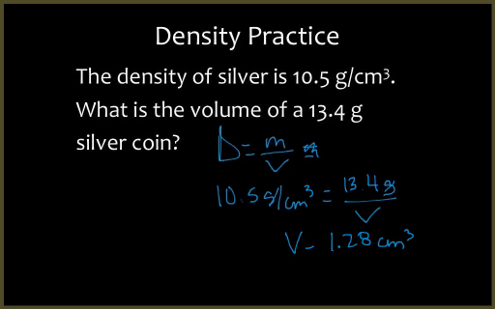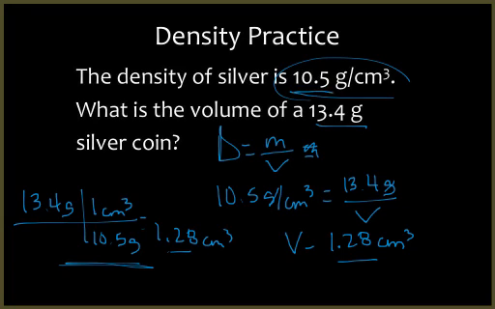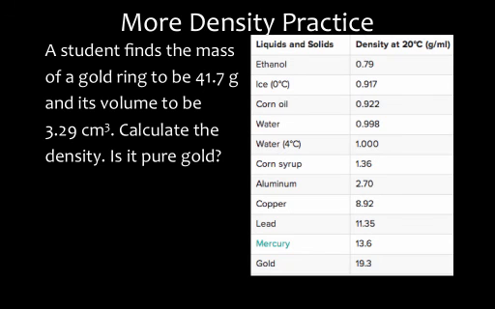Now the other thing you can do here is you could use dimensional analysis to figure this out too. So if you start with your 13.4 grams, you can actually use the density as a conversion factor. So there's 10.5 grams in 1 centimeter cubed, and you will end up with the same answer here. So that's another way you could do some density problems if you wanted to. You could set them up as dimensional analysis instead of using the actual formula there. Notice I rounded to 3 sig figs on both of these because both of my numbers here had 3 sig figs. Okay, one more density problem.